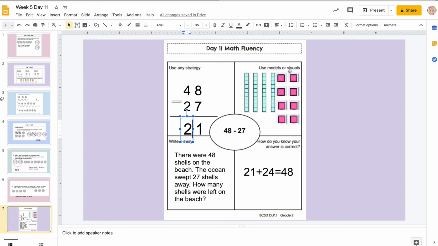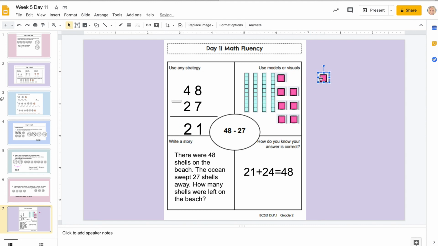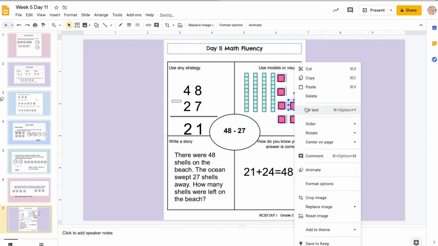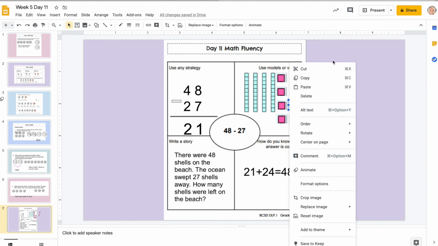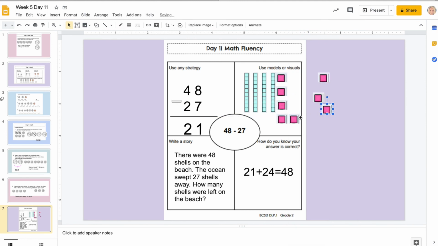Now we need to show that using models or visuals. And the way we do that is I used base 10 blocks to represent 48, and then we are going to take 27 of those away. So if we break that up by place value, we know we're taking away 2 tens and we are taking away 7 ones. So let's go ahead and move these. So we're moving 1, 2, 3, 4, 5, 6, and 7. So I've moved 7 ones.